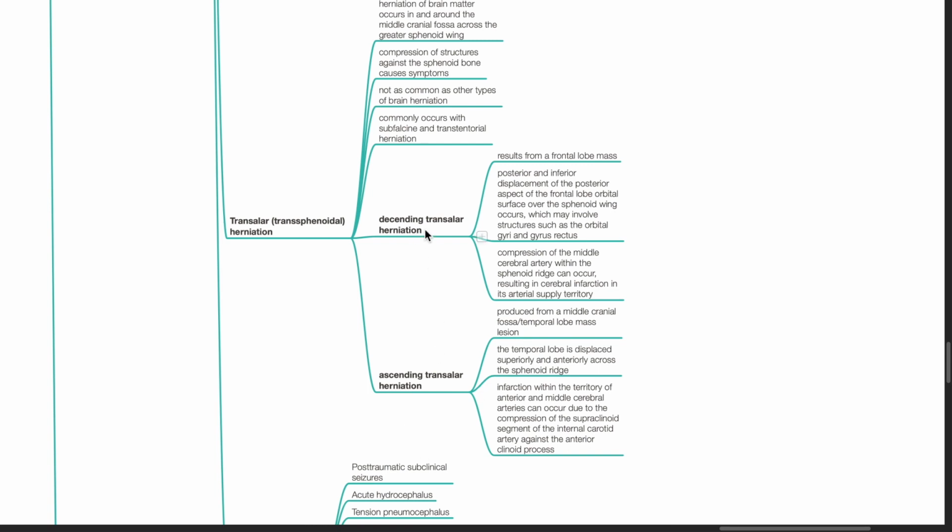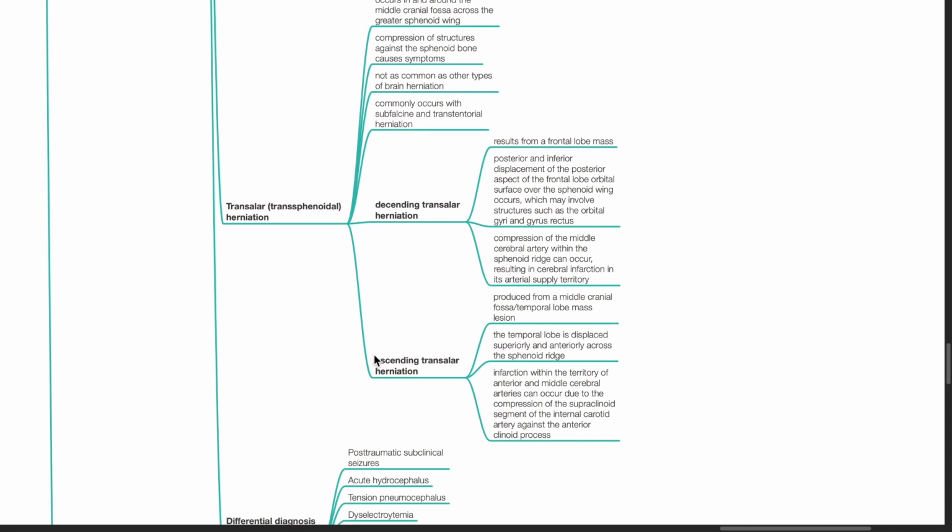The descending transalar herniation results from a frontal lobe mass. Posterior and inferior displacement of the posterior aspect of the frontal lobe orbital surface over the sphenoid wing occurs, which may involve structures such as the orbital gyri and gyrus rectus. Compression of the middle cerebral artery within the sphenoid ridge can occur, resulting in cerebral infarction in the middle cerebral artery territory. Ascending transalar herniation is produced from a middle cranial fossa or temporal lobe mass lesion.